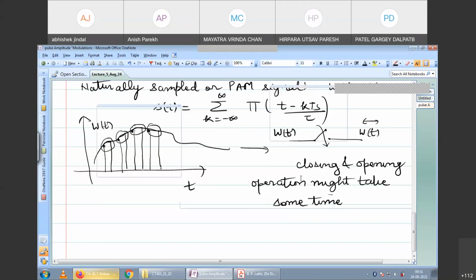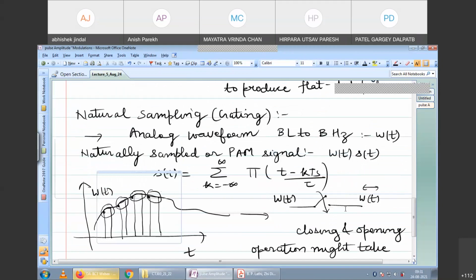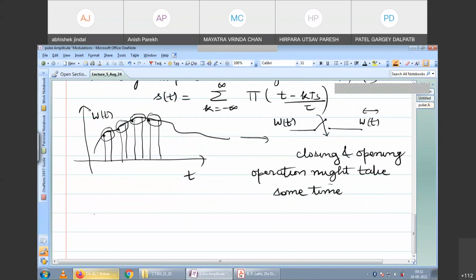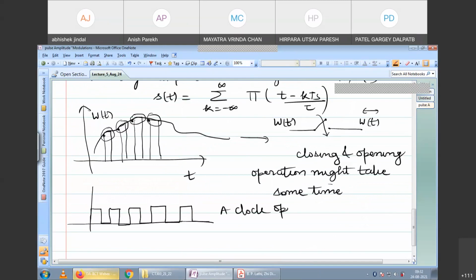If this is what is being done, this is the way you sample something. That's why the name comes: natural sampling or gating. It means there is some gate which closes for some time, opens back, then closes and opens. So this is equivalent to saying that we create a time domain clock. I think you must have studied this clock in embedded systems. This is a clock which operates the switch.